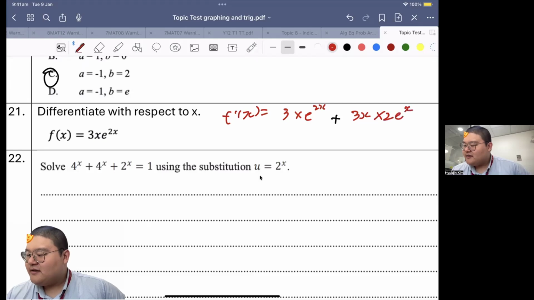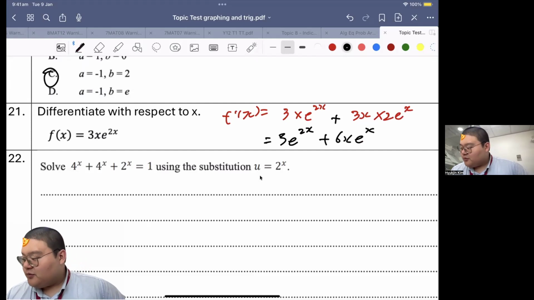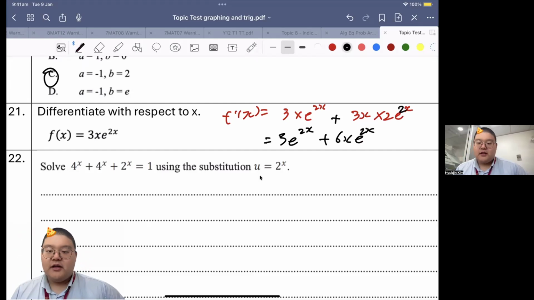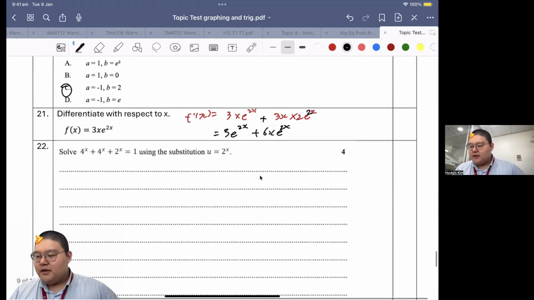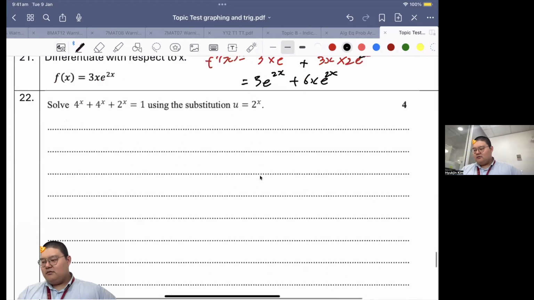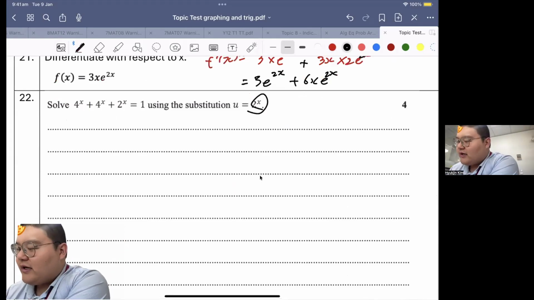2e to the x. So now this turns into 3e to the 2x plus 6x e to the x. You can choose to factorize, whoops, 2x, my bad. You can choose to factorize it if you wish. That's up to you. Now, solve that using the substitution 2 to the x.